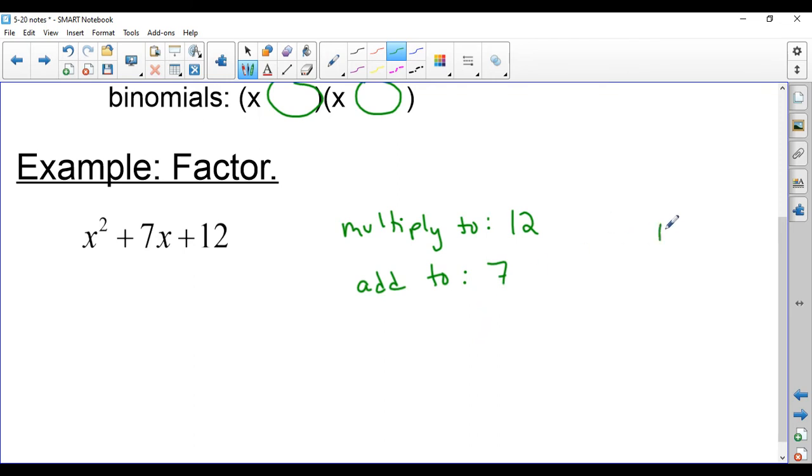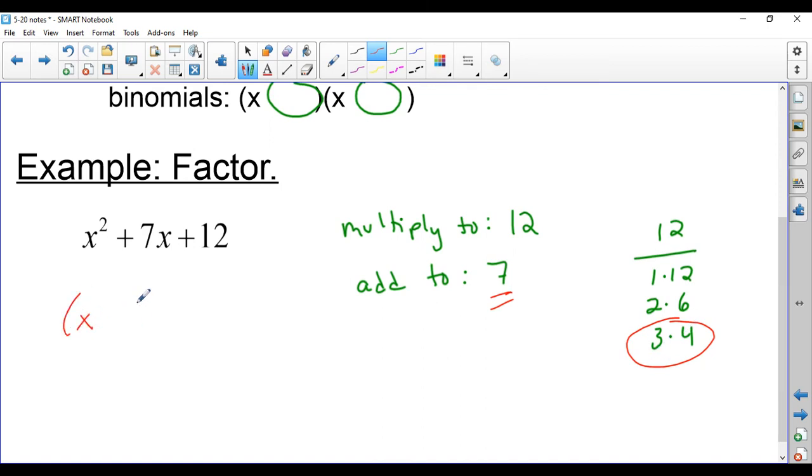So 12, I'm going to list some factors of 12. 1 times 12, 2 times 6, 3 times 4. What I want to do is think of those factors of 12 and find the pair that multiplies to 12. They all multiply to 12, and the pair that adds to 7. 7 is 3 times 4. So this is my pair of numbers.